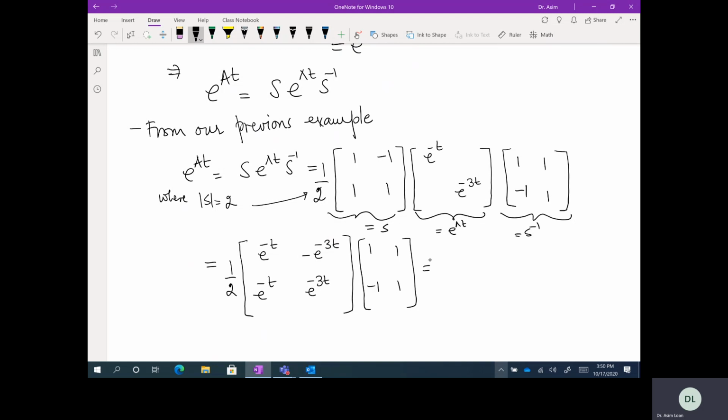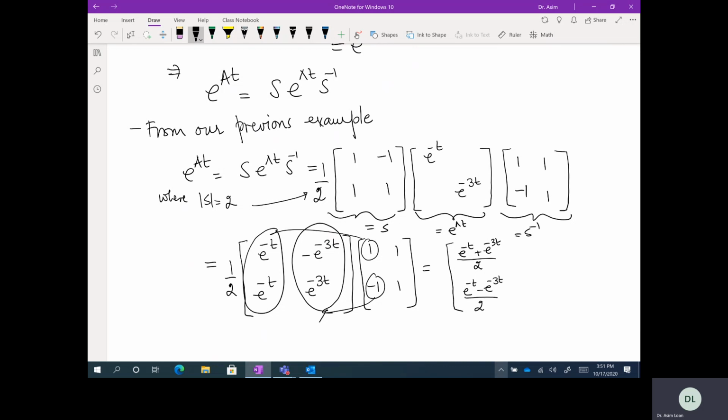And this will become, so this will be a 2 by 2 case. So 1 is multiplied by this one, and minus 1 is actually multiplied by this one. So I have (e^(-t) + e^(-3t))/2. And then I have (e^(-t) - e^(-3t))/2. Then this one goes to this one. So again, same here. So this is (e^(-t) - e^(-3t))/2, and this is (e^(-t) + e^(-3t))/2.